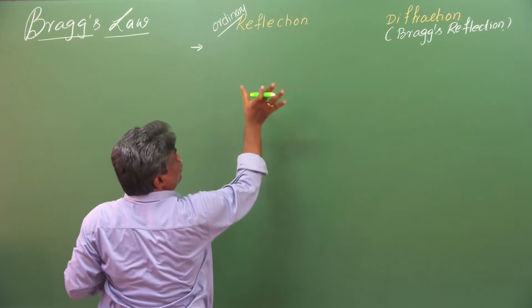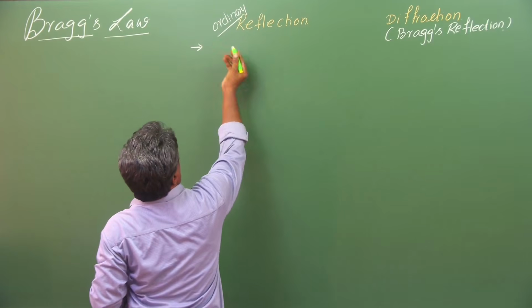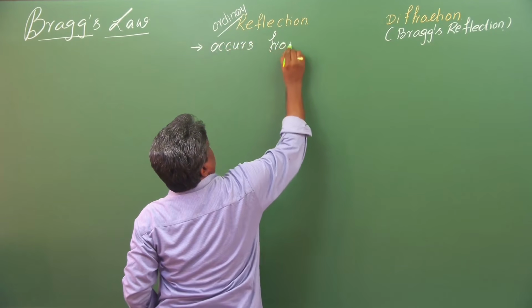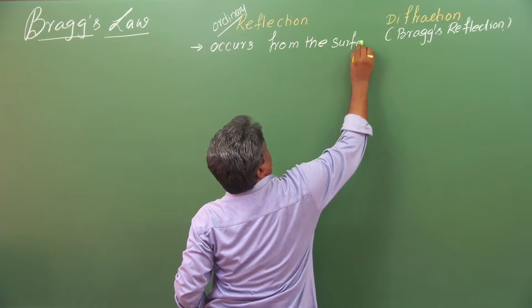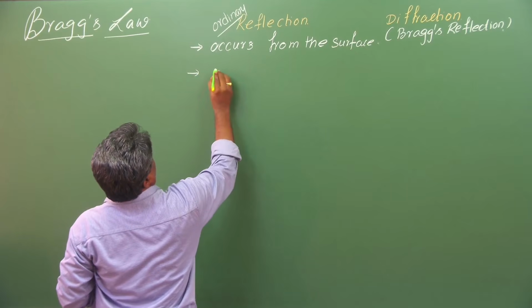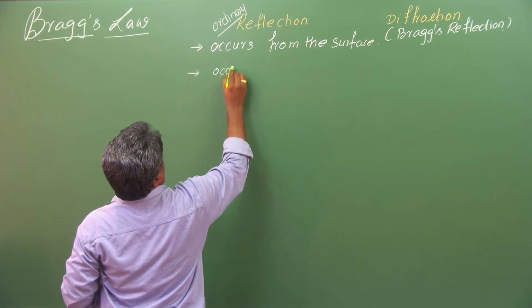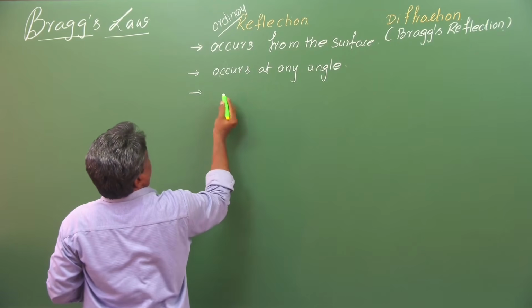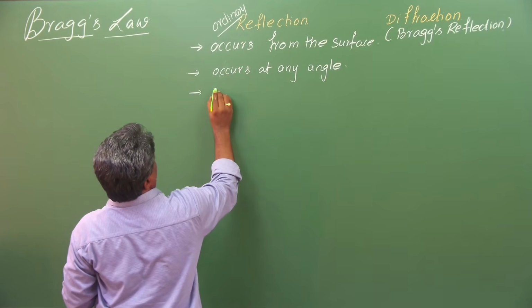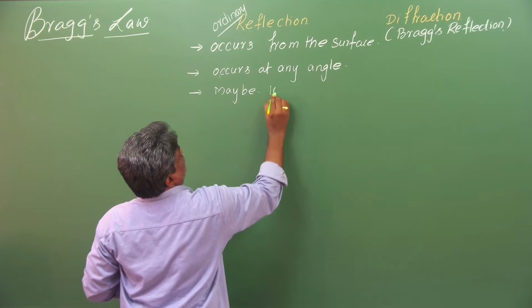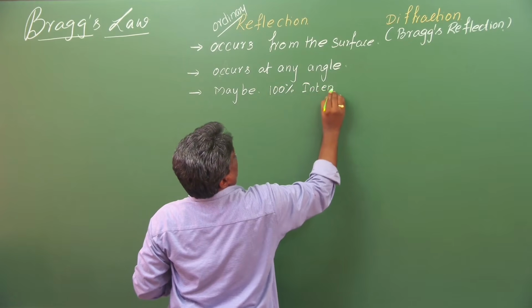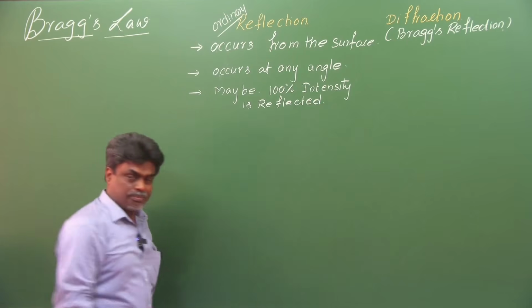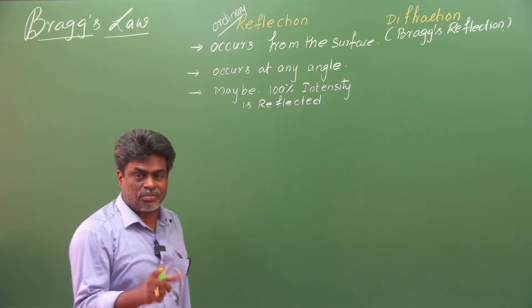One second. First you should know the difference between Bragg and ordinary reflection. Listen carefully. Ordinary reflection occurs from the surface, and the next one, it occurs at any angle, no issue. And one more, there is a chance of getting 100% intensity reflected back, without loss of any intensity.